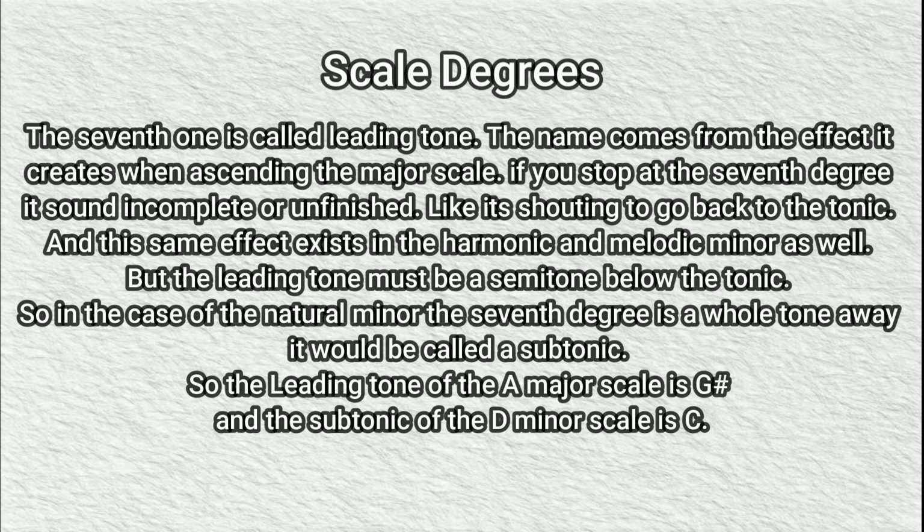The name comes from the effect it creates when ascending the major scale. For example, if you stop at the 7th degree, it sounds incomplete or unfinished, like it's shouting to go back to the tonic. And this same effect exists in the harmonic and melodic minor scales. But the leading tone must be a semitone below the tonic. So in the case of the natural minor, where the 7th degree is a whole tone away, it would be called a subtonic. So the leading tone of the A major scale is G sharp, and the subtonic of the D minor scale is C.